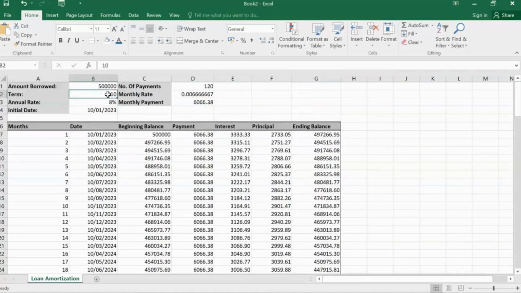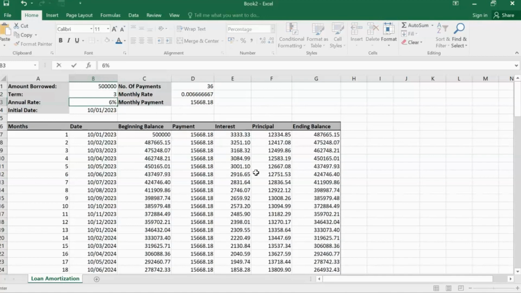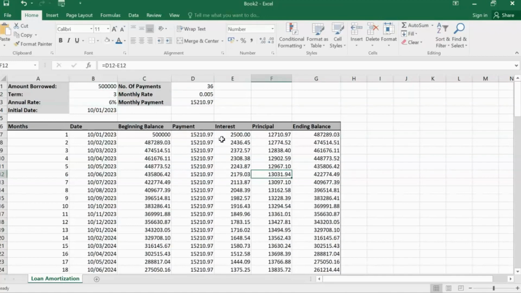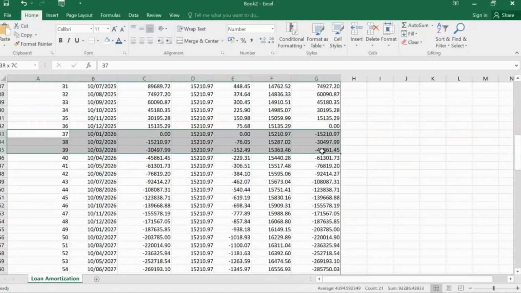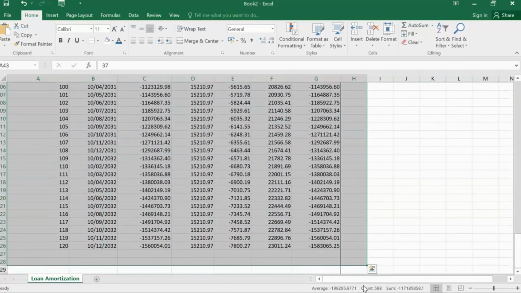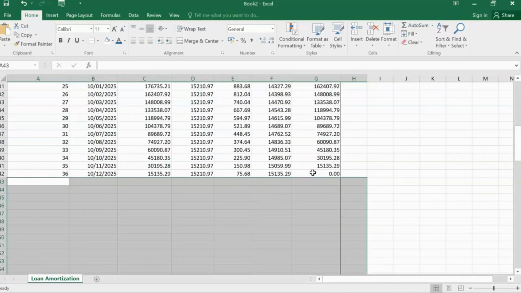Supposing let's reduce the term to 3 years, the percentage to 6%. You see everything changes with any new change. 3 years is 36 months. So just come to 36 months and delete the rest of the information. And there you have it.